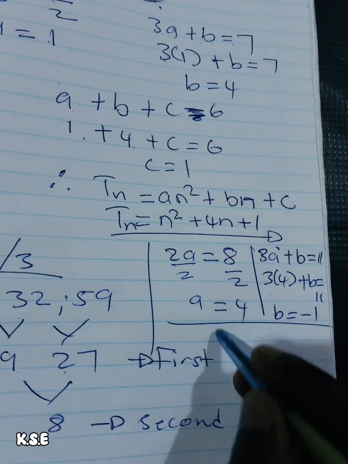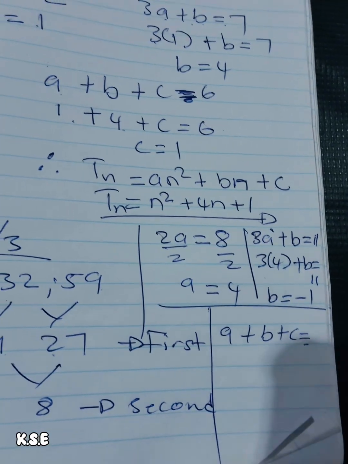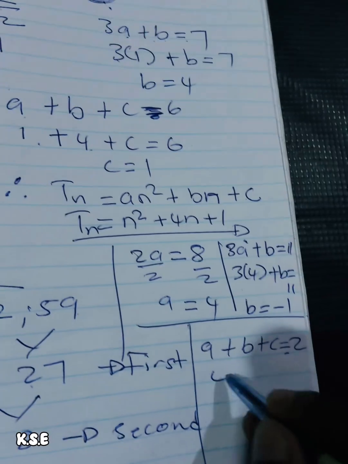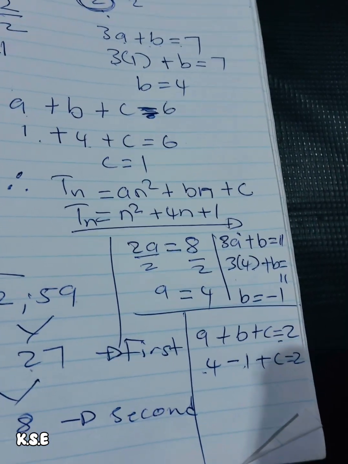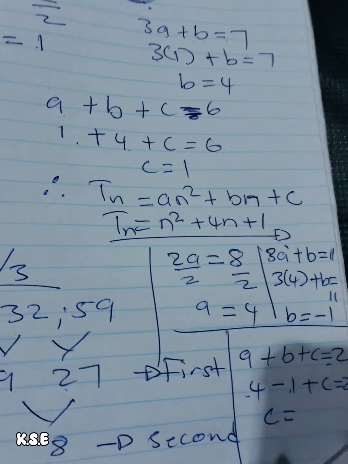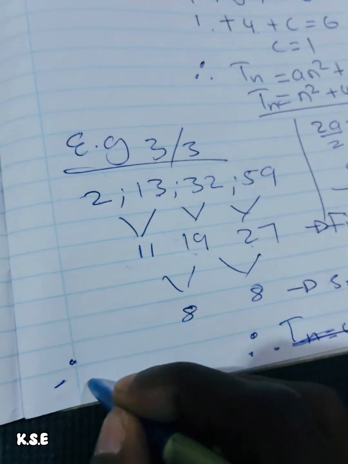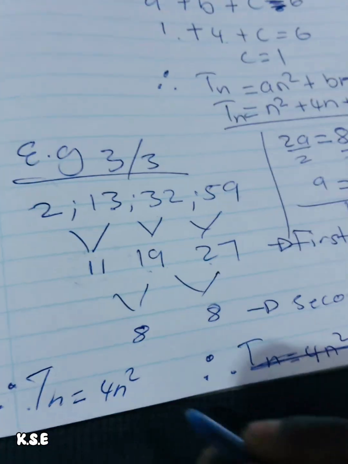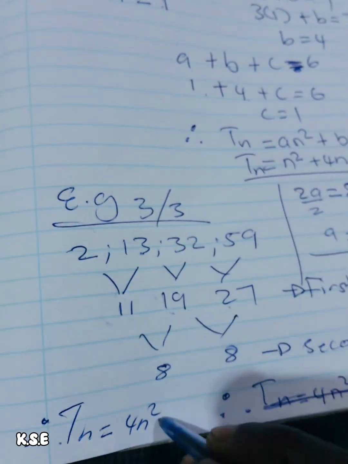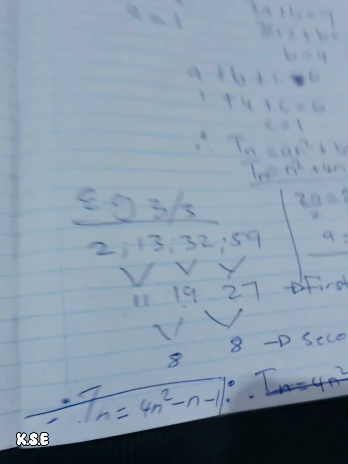Then we're going to come back to this. We're going to say a plus b plus c is equal to the first term, which is 2. So we're going to substitute: 4 minus 1 plus c equal to 2. This and this is going to give us 3. Then transpose to the other side. C is equal to negative 1. Therefore, Tn is equal to our a, which is 4n squared, minus, there's minus 1n, then our c is negative 1. So this is our equation.